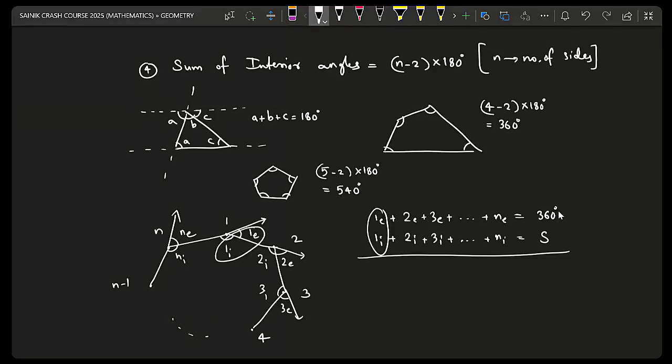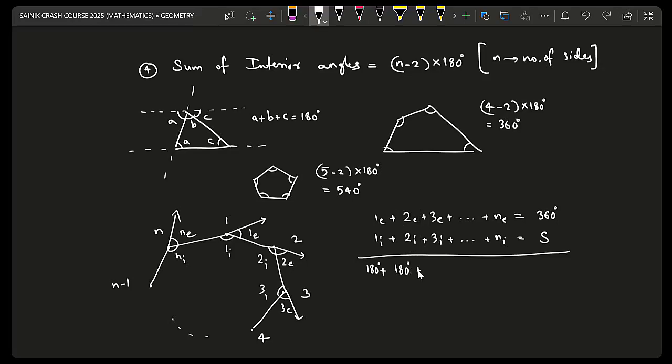Speak loudly, Vishnu. Sir, it is 180. From the figure, what is the 1i plus 1e value? Sir, 180. Yes, why? Because they are formed on the same straight line, right? Yes, sir. Yes, very good, Vishnu. You got the correct answer. This is 180 degrees. And similarly, 2i plus 2e is going to be 180 because they are also a linear pair.